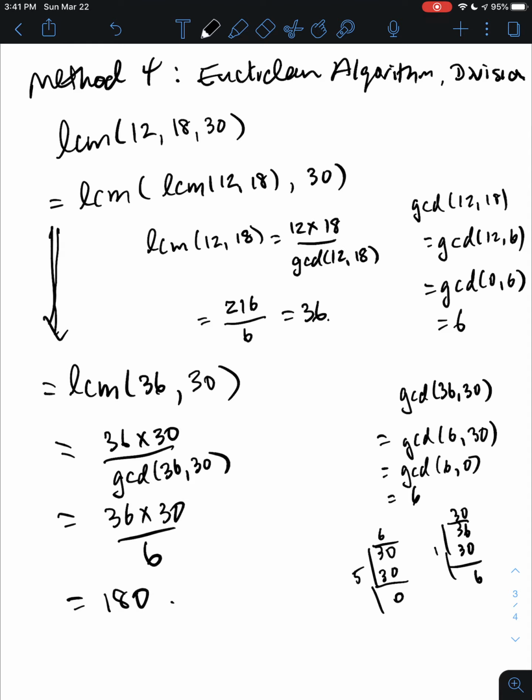And so that is the fourth method. Very similar to the third method, pretty much the same as the third method. But I'm just doing the GCD calculations using the division version of the Euclidean algorithm instead of the subtraction version. So that is my fourth method for the LCM of three numbers. So now we should be able to calculate the LCM of any three numbers.